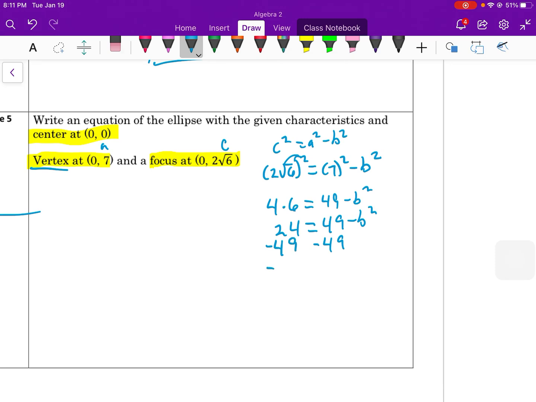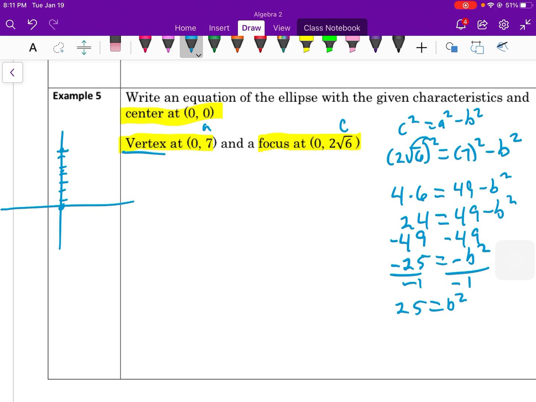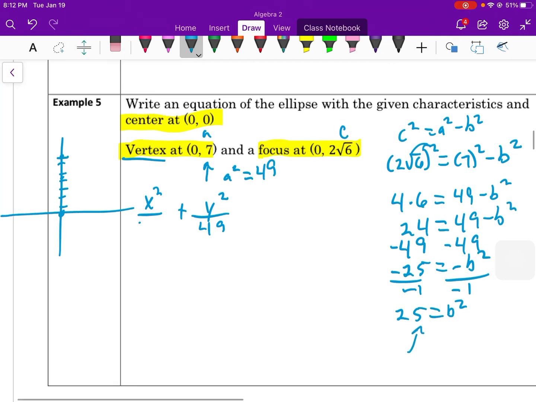Subtract 49 from both sides, we get negative 25 equals negative b squared. Divide by negative 1, we get 25 equals b squared. You could solve for b, but at this point we have enough information to write our equation. So since this is our a squared equals 49, because 7 squared is 49, and the major axis is under the y, so a squared is under the y-axis. X squared over b squared, which was 25, and it's always equal to 1.